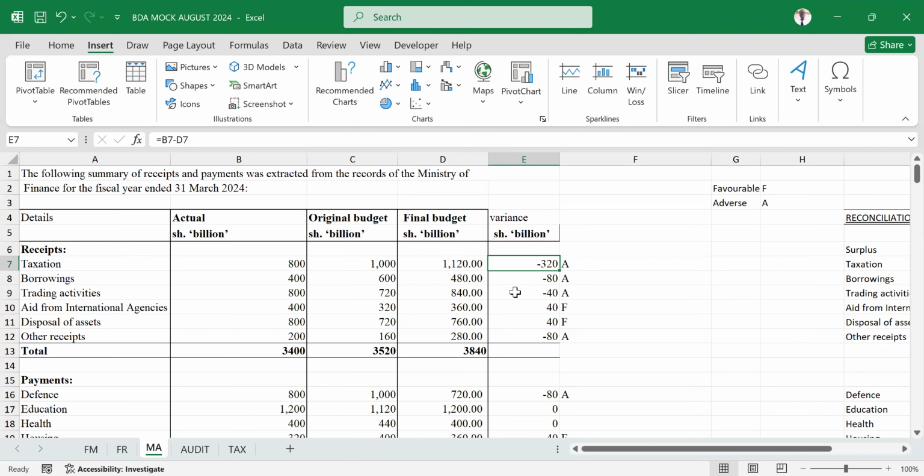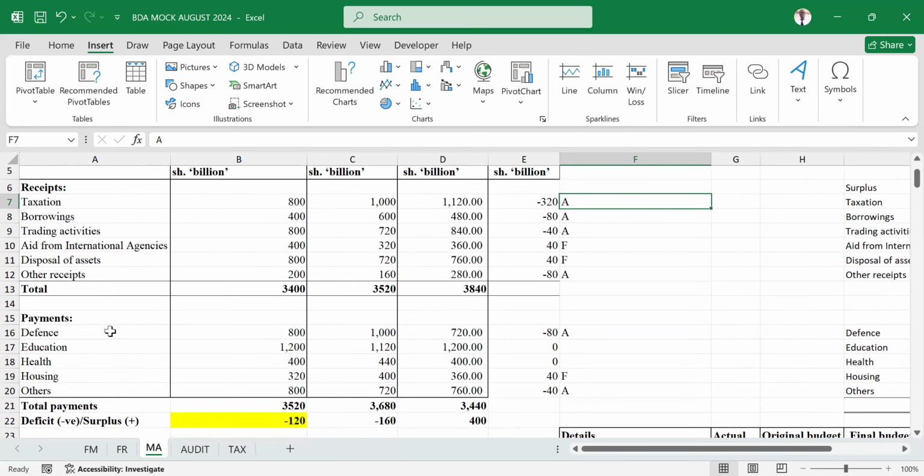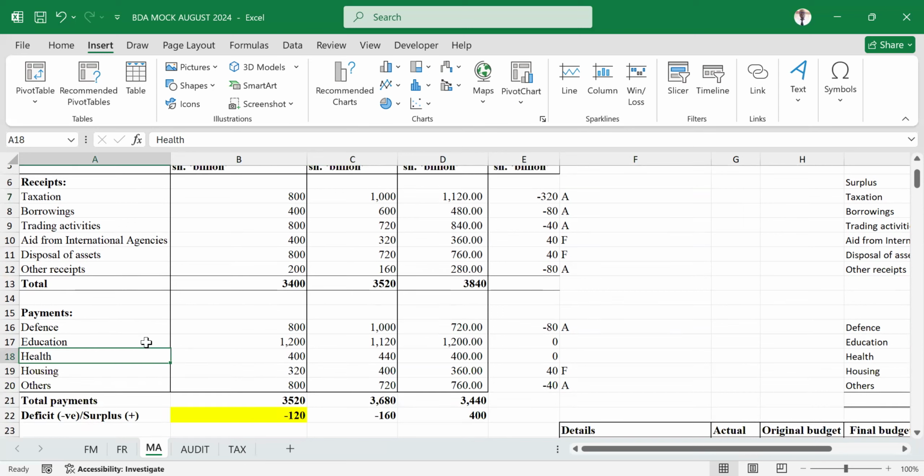That is you explaining to someone who cannot understand it on first look. You tell this person they expected to receive 1,120, but we only received 800. So we lost 320. Again, on payments, you tell this person, in our projection of expenses, remember, a budget is a projection. We projected to spend 720 billion on defense, even though in our very original thought, we thought we would spend 1,000. But then after careful look, we realized we could spend 720.